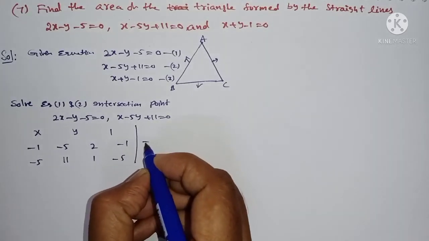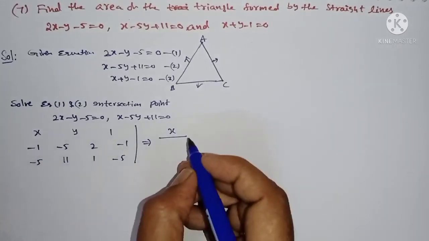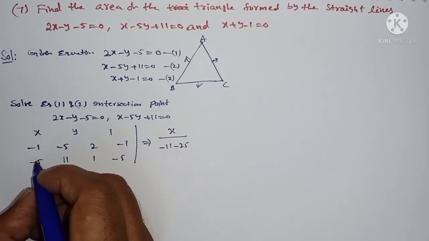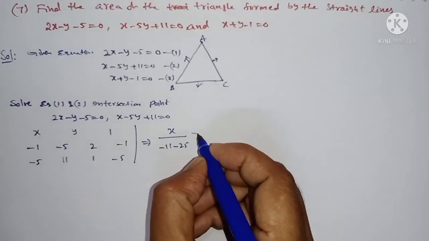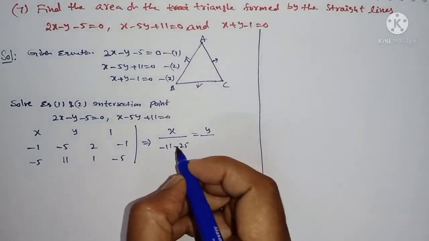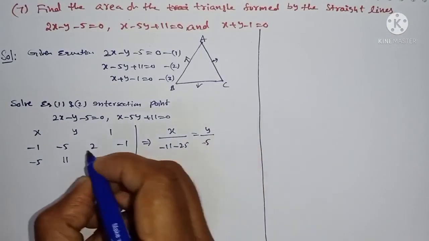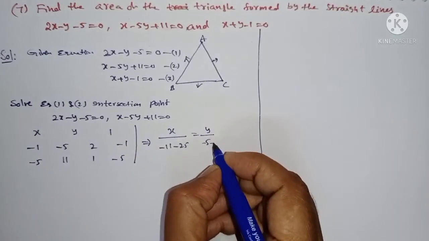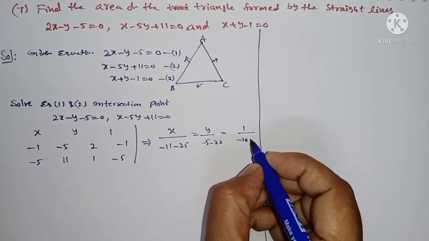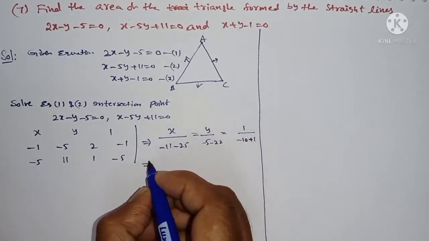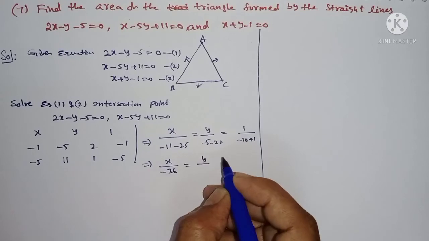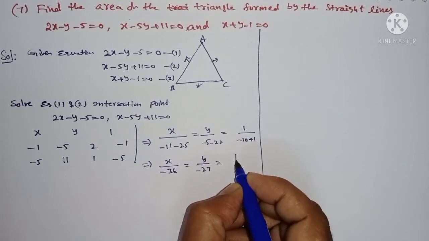Therefore x by what happened, there is minus 11 minus 25, this is because minus of minus plus only we get the 25, is equal to y by minus 5 minus 22, 1 by minus 10 plus 1. Therefore x by you getting the minus 36, y by minus 27, 1 by minus 9.